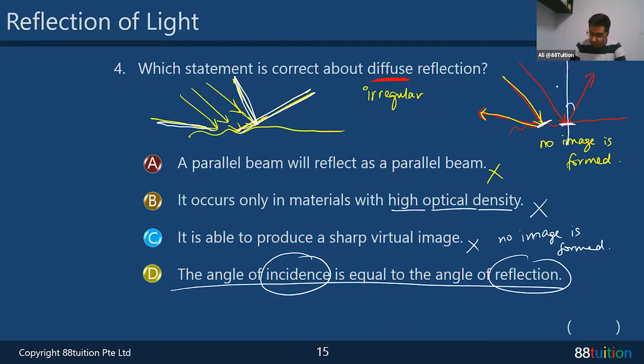But the angle that they bounce is always equal. So this is maybe 20/20. This is maybe 10/10. They are always equal, but they have a different angle. So only statement D is correct.